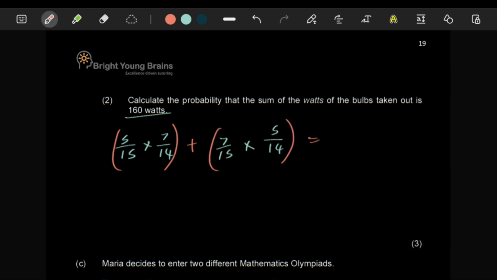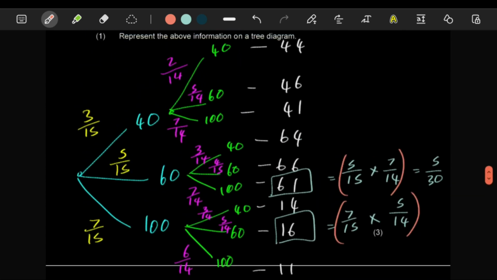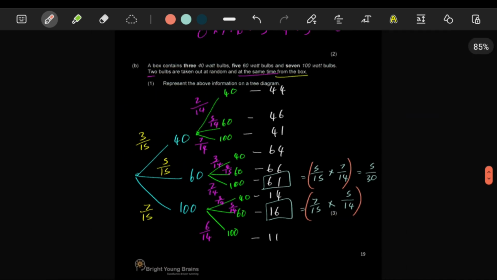Let's put all this in the calculator. What are you going to get in the calculator? Let's see here. In the calculator, we are getting 1 over 3. Wow, that's quite interesting. That's a high probability though. It doesn't even feel like it.